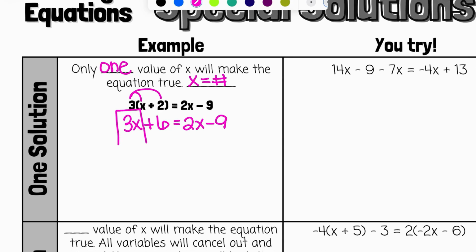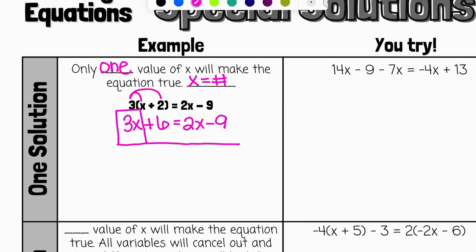Now if you remember, I use what I call the box method. So you box a term, and that means that term cannot move. Now, since I have two terms on the left and two terms on the right, I get to choose which one I box. Most of my students like to just box the first term. So let's say we box the 3x. The rule is if you box an x, you have to move an x.